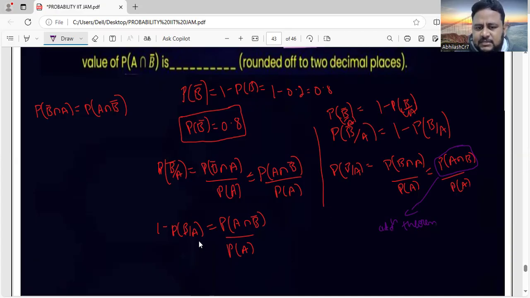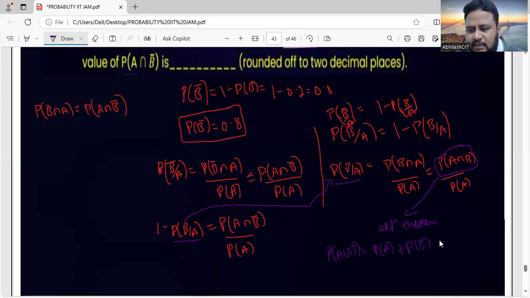Now, as per this formula, probability of B by A, which I have written here, is equal to probability of B intersection A divided by probability of A. B intersection A can be written as probability of A intersection B, divided by probability of A. So to find out this one, I will use the addition theorem. Addition theorem says that probability of A union B is equal to probability of A plus probability of B minus probability of A intersection B.